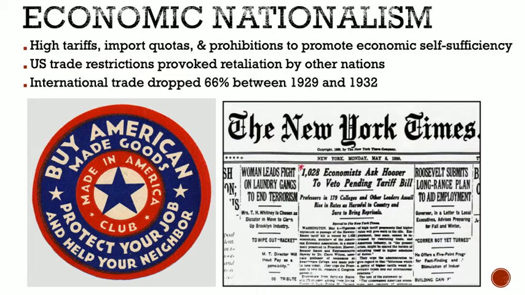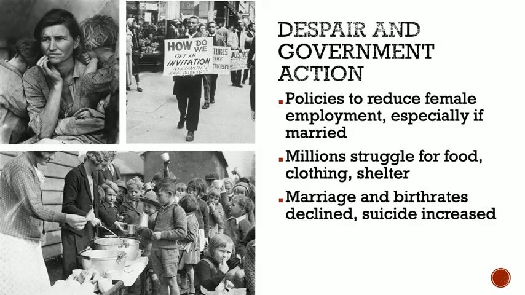And we saw this happen during the Depression, and what it did was it made the Depression last longer. It prolonged it because of these protective tariffs that every country was placing on their goods. So now we're talking about years that people are facing despair, and they're looking for the government to begin to solve their problems. So they begin to look at policies to reduce female employment, especially if married, right? Giving job preferences to men who had returned from the war and having the women no longer working.